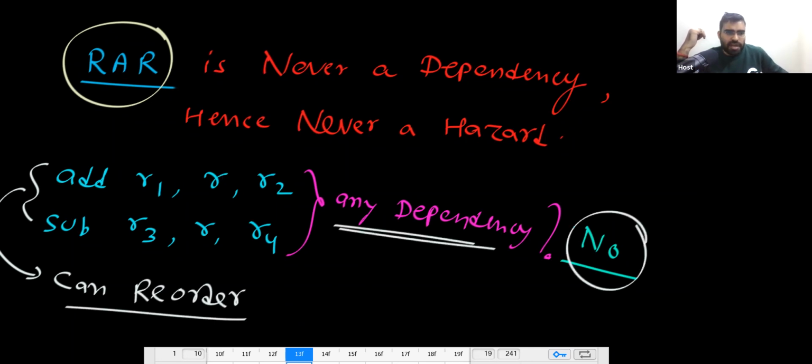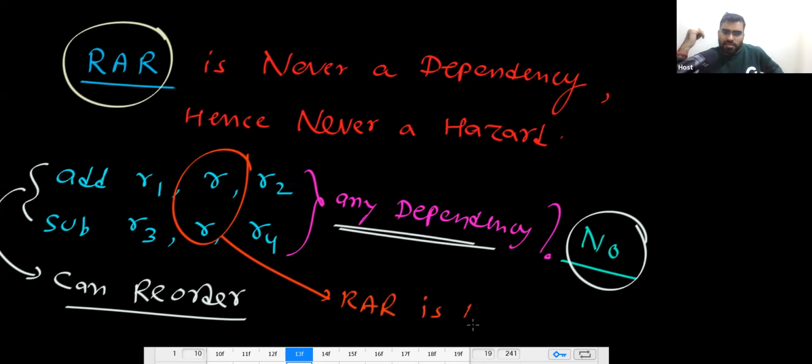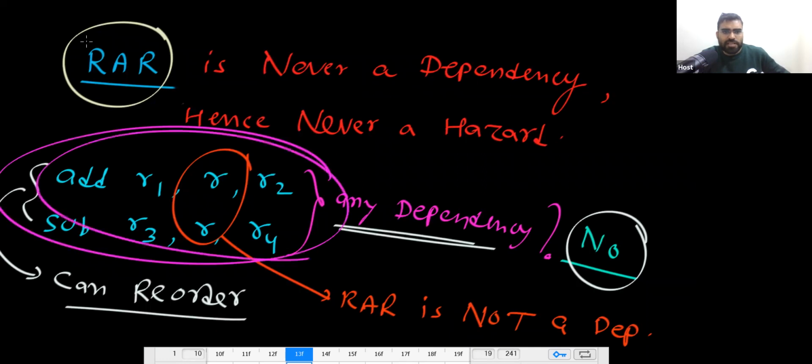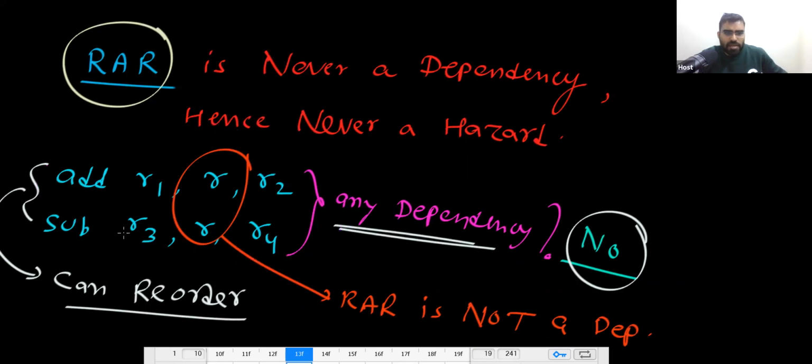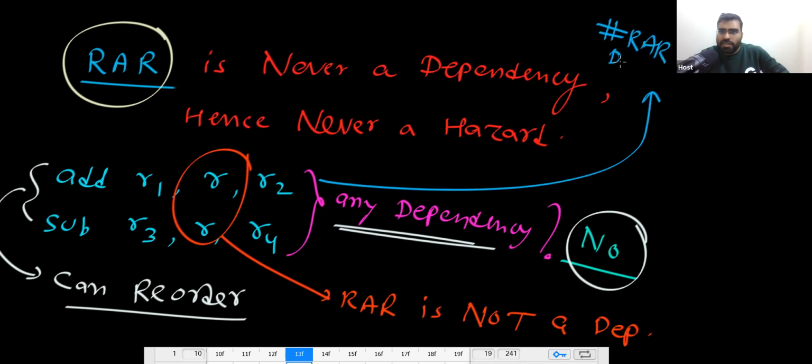So remember, read after read is not a dependency. Now tell me, in this program, how many read after read dependencies are there? What is the number of read after read dependencies? The answer will be 0. There is no read after read dependency.